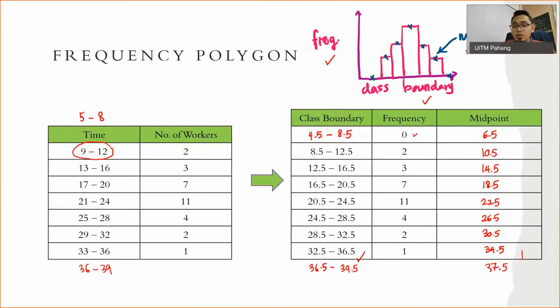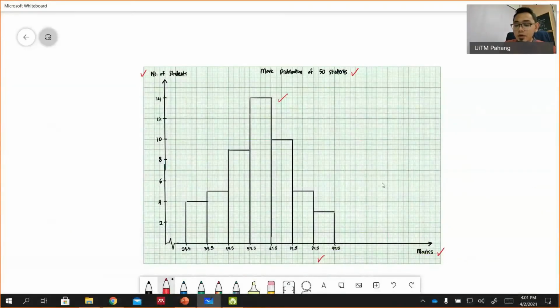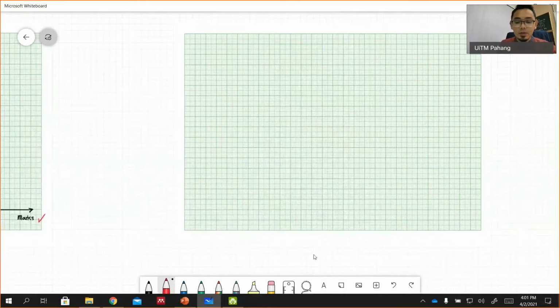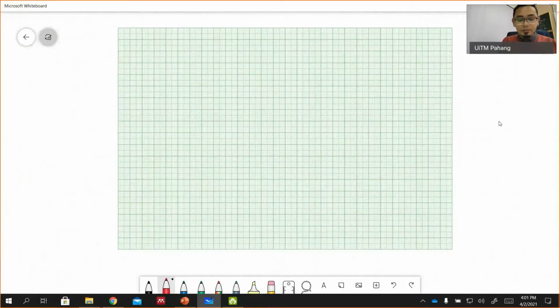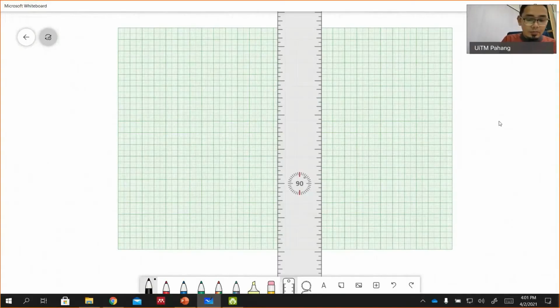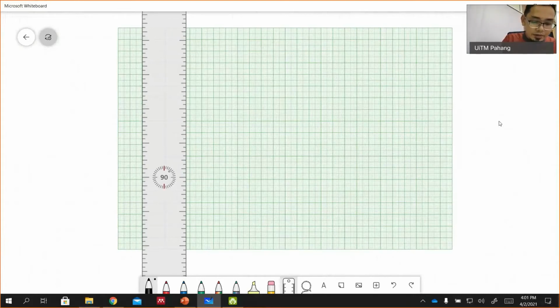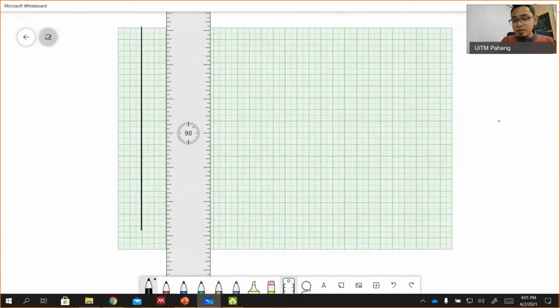So now we want to use this data to plot the frequency polygon. So let's just plot the frequency polygon using our graph paper. Right, so you should have your graph paper. Don't forget to buy a lot of graph paper because you'll be using a lot in this semester. All right, so firstly, what I want you to do is to draw the axis first. All right, so this is the vertical axis, and then you have the horizontal axis.